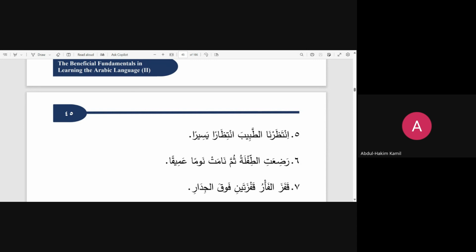Which one is that? What does that mean? انتظرنا الطبيب انتظارا يسيرا. We waited for the doctor a short while. A short wait. So what does this convey? Is it توكيد, بيان النوع, or بيان العدد? بيان النوع. That's right. This is beautiful.